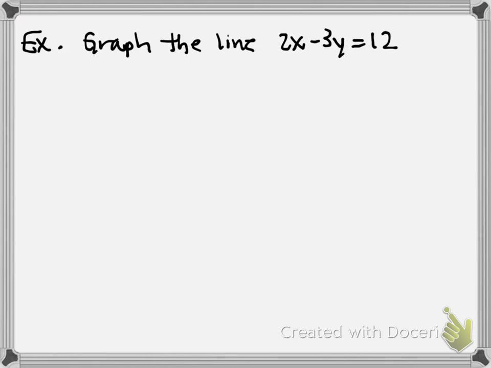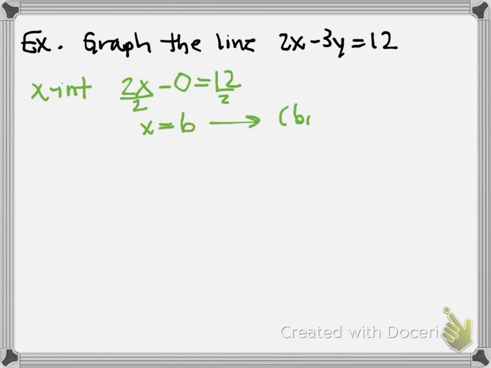So for our x-intercept, we let y equal 0, so we have 2x minus 0 equals 12. So we're left with the ax equals c terms. Divide both sides by 2, and we get x equals 6. So we would be graphing (6, 0).